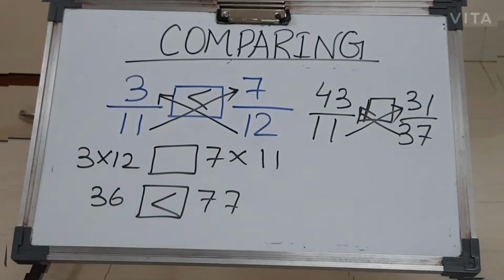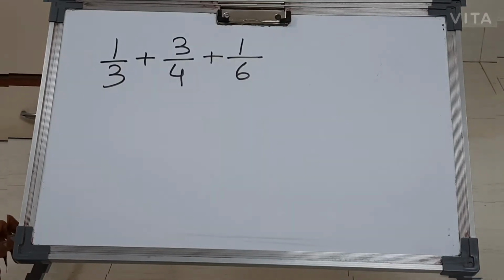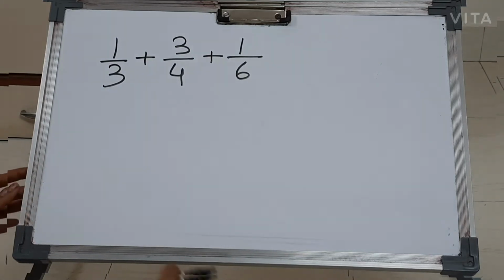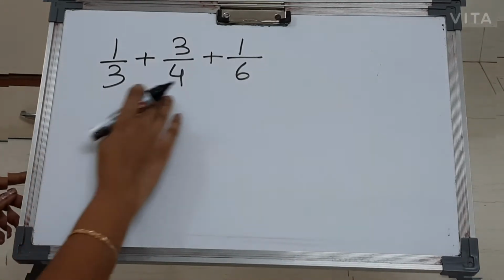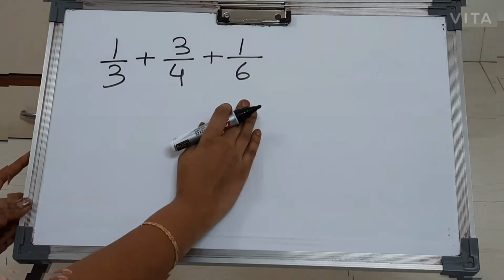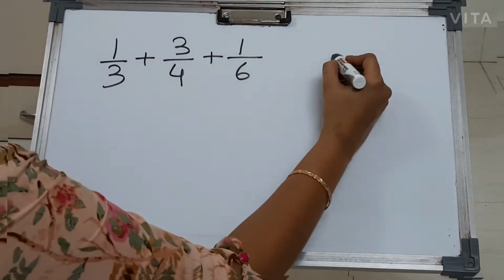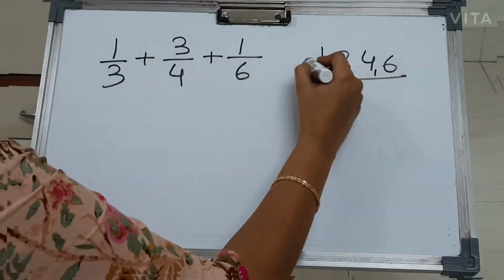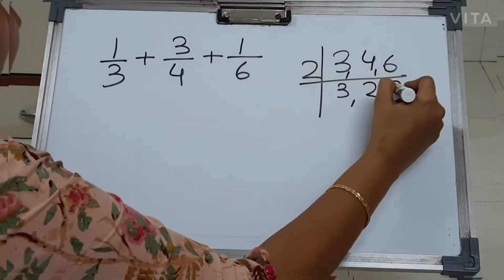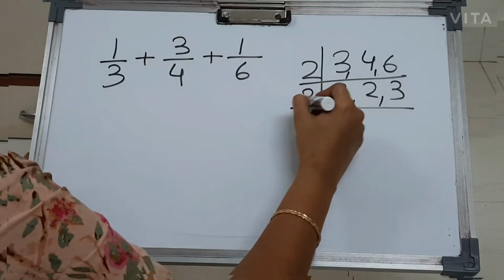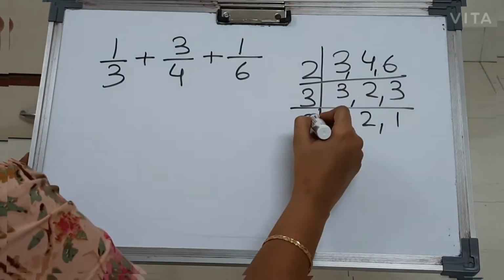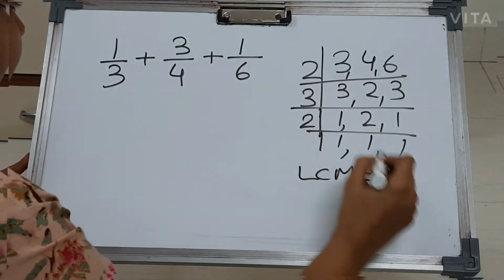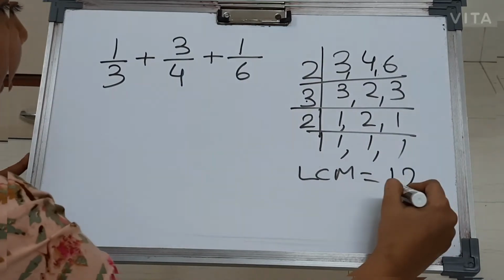Coming to the next type of concept. Now if we have to simplify this, that is, add these fractions, how will we do it? First, we always have to make the denominators the same. First we find the LCM of the denominators 3, 4, 6. It will be 2: 2 2s are 4, 2 3s are 6. Again we take 3, 1, 2, 1. Again 2, 1, 1, 1. So the LCM is 2 3s are 6, 6 2s are 12.